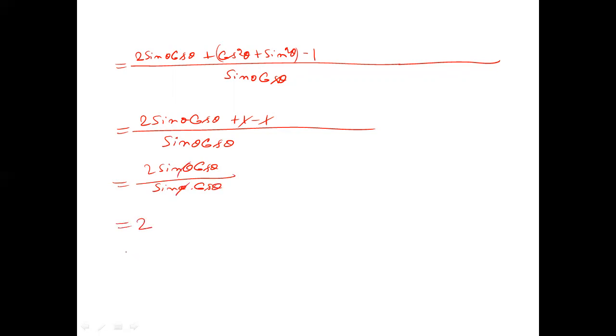So here what is the option? Option C. So hence option C is the correct answer. Okay. So option C will be your correct answer. Yes or no?